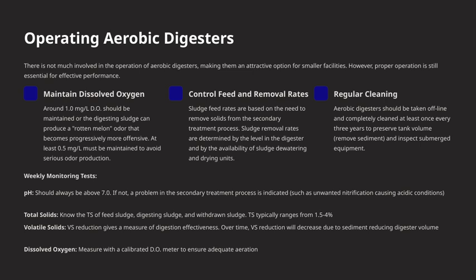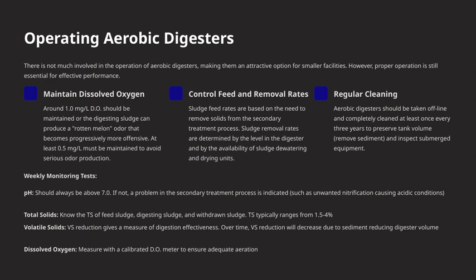Next, controlling feed and removal rates is important. The amount of sludge you add depends on how much solids need to be removed from the secondary treatment process. Similarly, the rate at which you remove sludge depends on the digester's current level and your available dewatering and drying capacity. Regular cleaning is also essential.